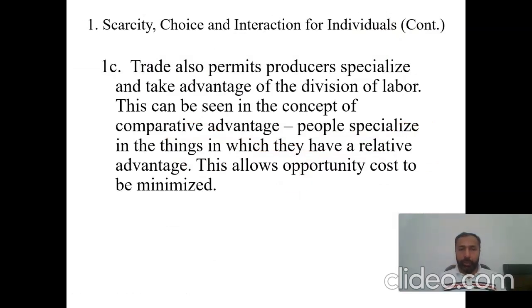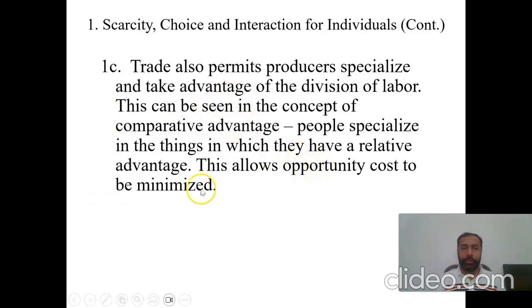Now, if people can trade, then they will try to produce what they are specialized in. So trade also permits producers to specialize and take advantage of the division of labor. If one person is specialized in production of agricultural goods and the second person can deliver a lecture, then they will remain in their areas of expertise. The first person will continue producing crops more than he requires, and then he will trade with the person who can deliver lectures.